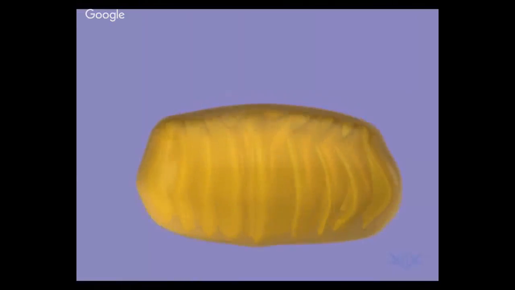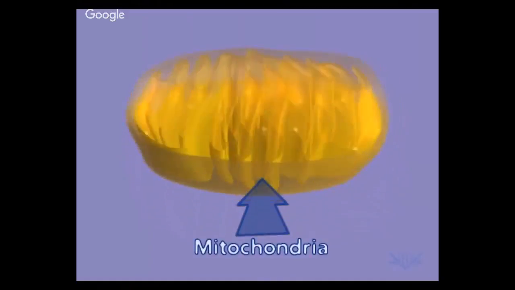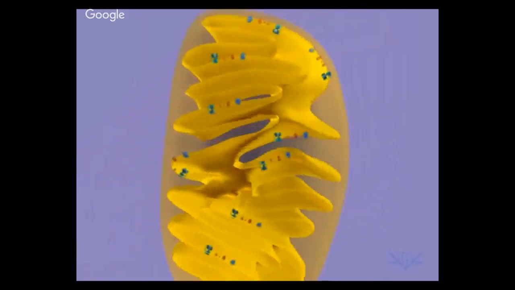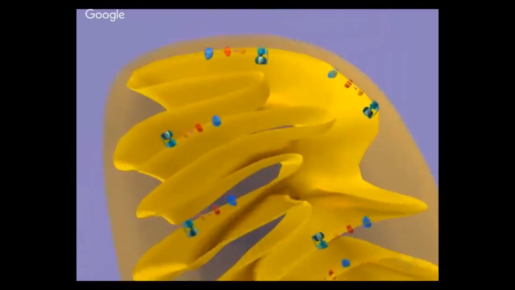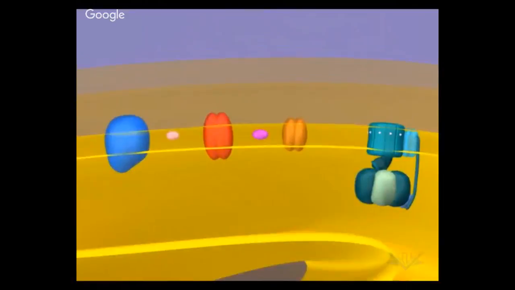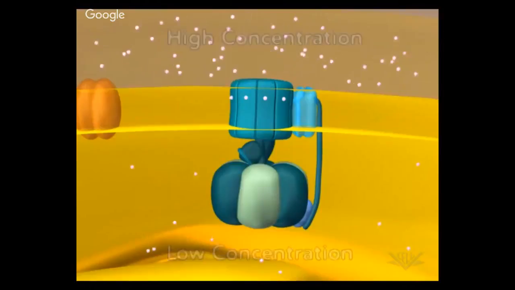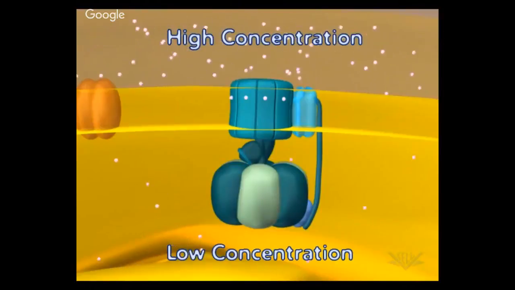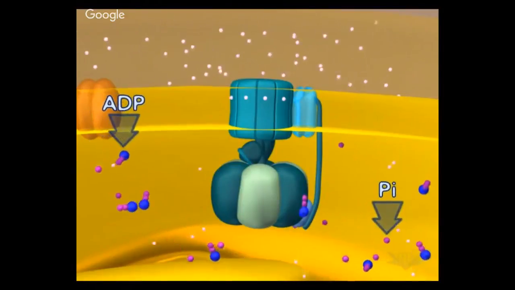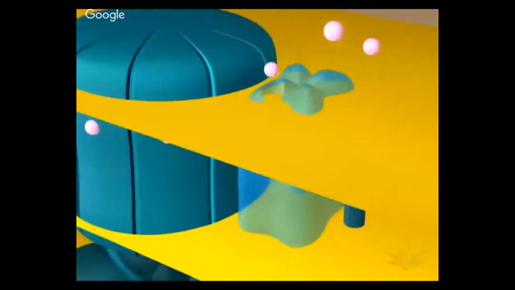Gradients and the potential energy they create are key aspects of the biological world. A good example of the use of a gradient occurs in the mitochondria when ATP is synthesized. ATP is synthesized by ATP synthase, a large complex of membrane-bound protein. Here we see ATP synthase, along with other membrane-bound proteins. Notice the large difference in the number of hydrogen ions on the two sides of the membrane. This difference is a hydrogen ion, or proton, concentration gradient. The energy associated with this gradient is used to synthesize ATP from ADP and Pi. This occurs at the ATP synthase complex.